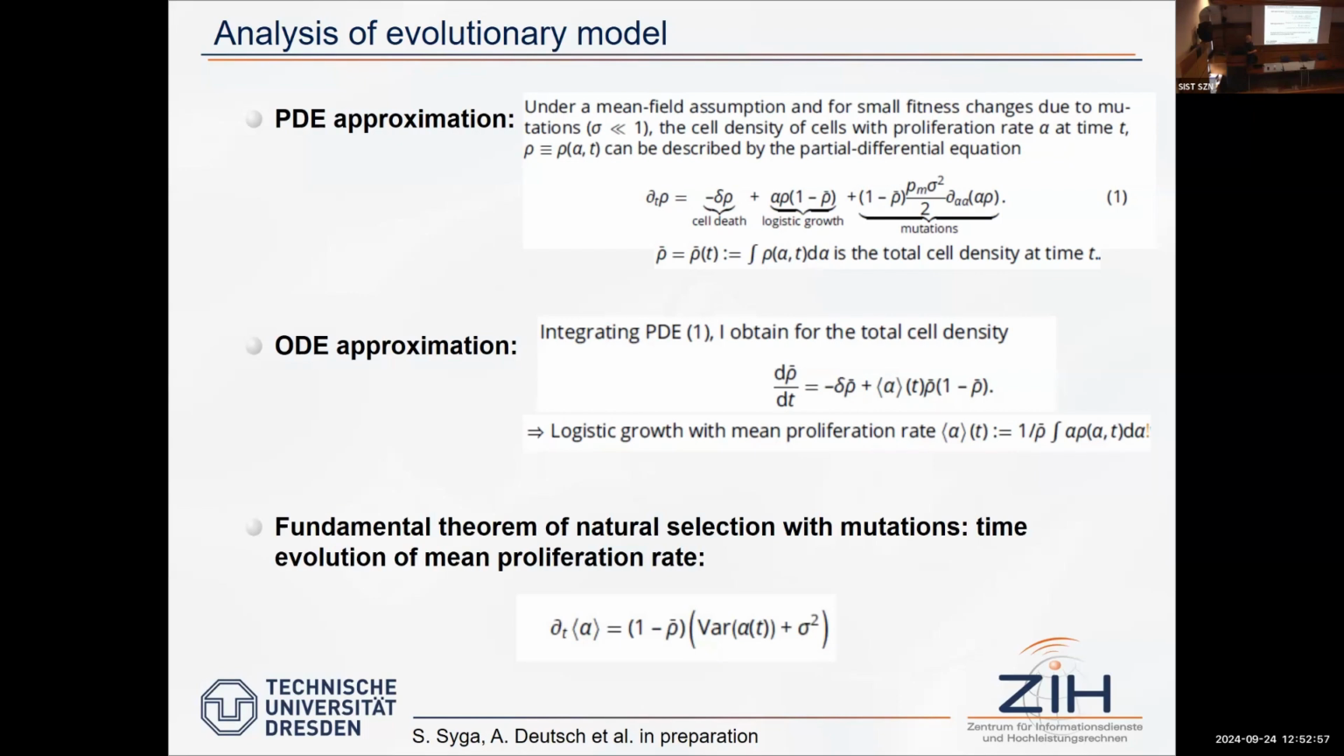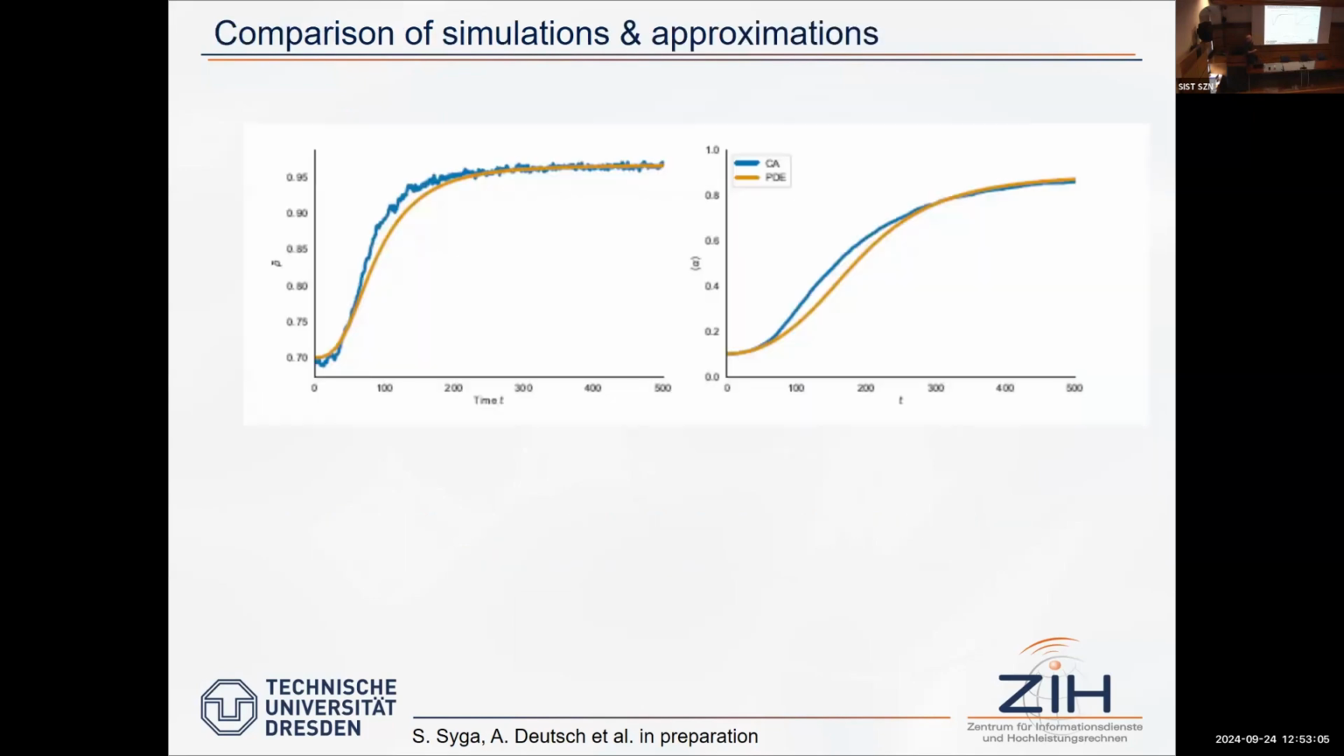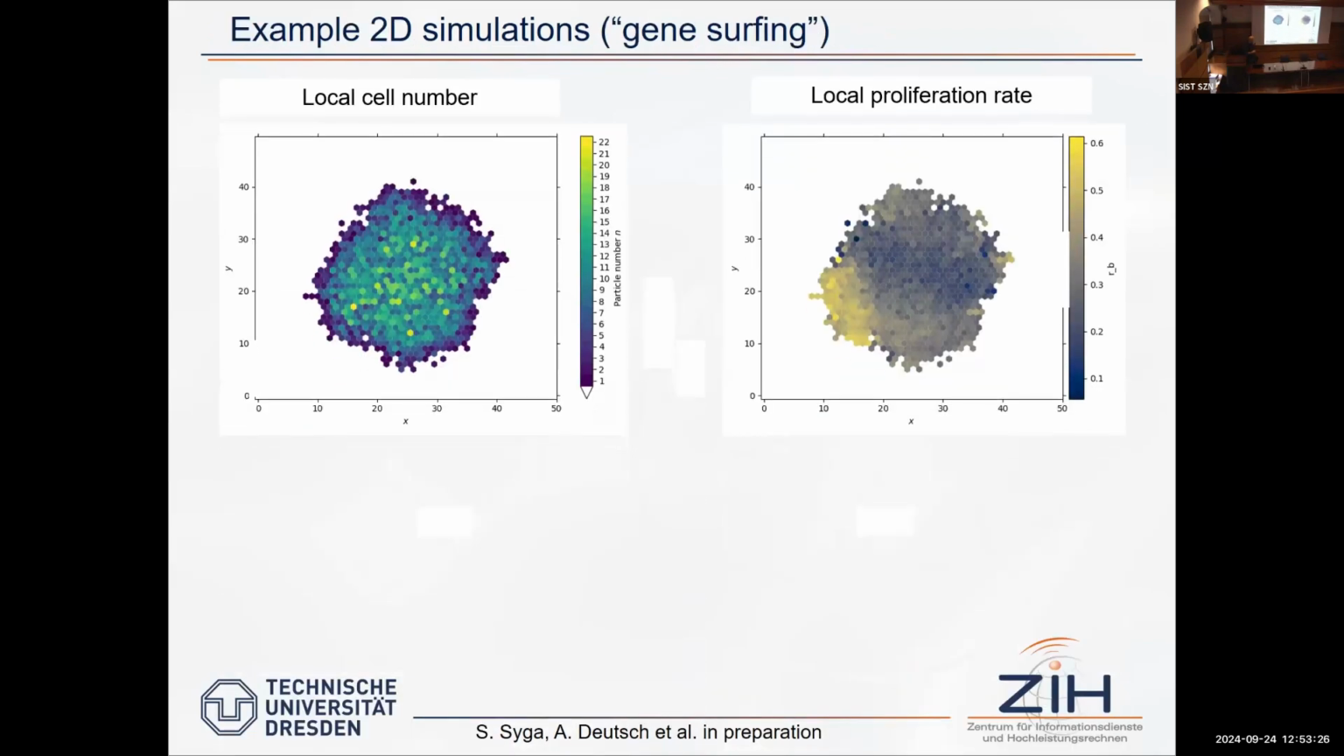Yeah, so this can be compared, the simulations and the approximations in time, both for density and proliferation rate, and they have a nice agreement that shows that our mathematical analysis can grasp the main ingredients of the computer simulations. And we can do this and put this in 2D.